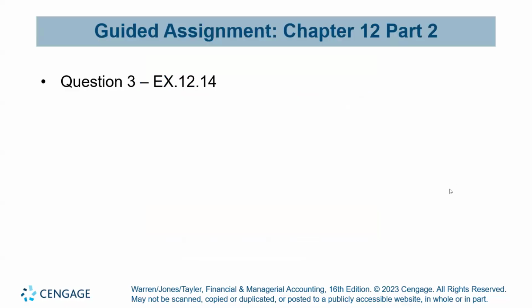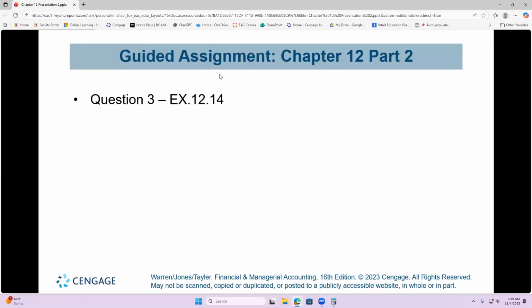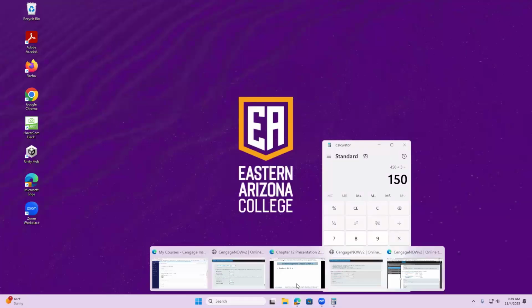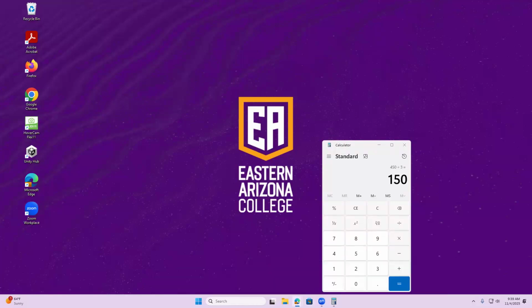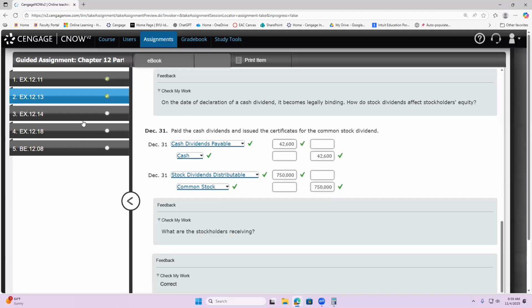So let's look at one of these problems, 1214, which is the third one on the guided. Where are you at? There you are.